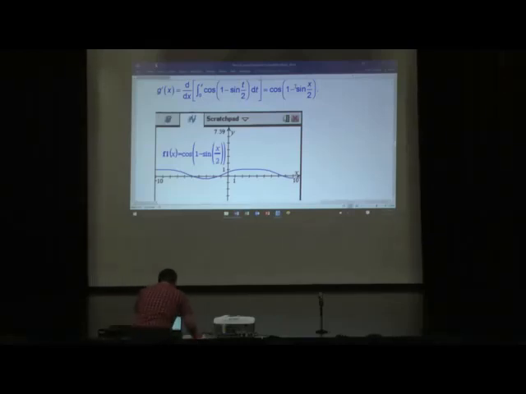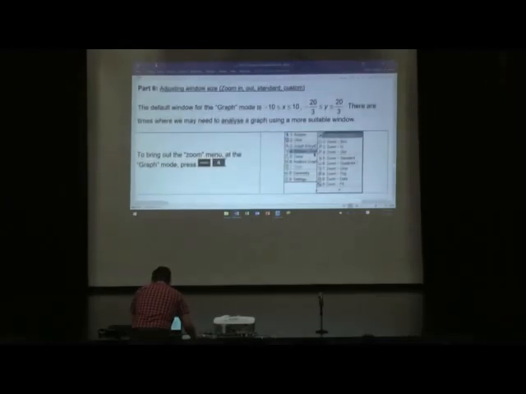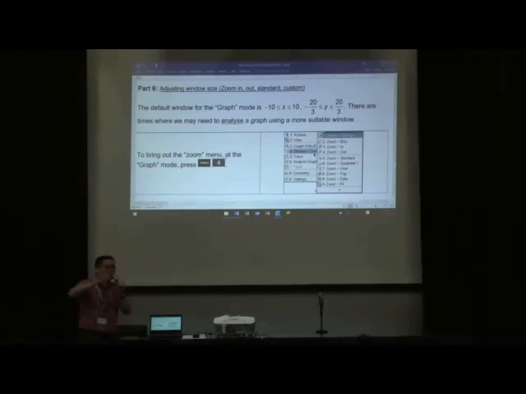Now, the next part is on adjusting the window size. This one will be very important. Sometimes, unfortunately, when you graph out, if you want to focus on some portion, you may not get the ideal picture that you want, because sometimes the graph is really too squeezed that you can't really notice too many things.